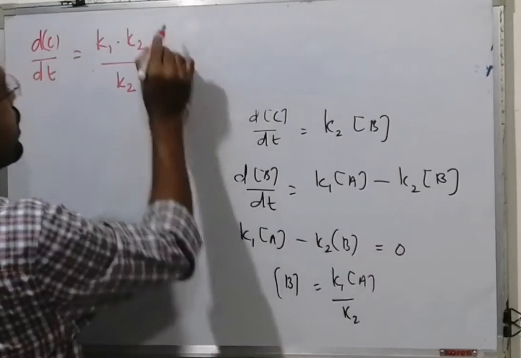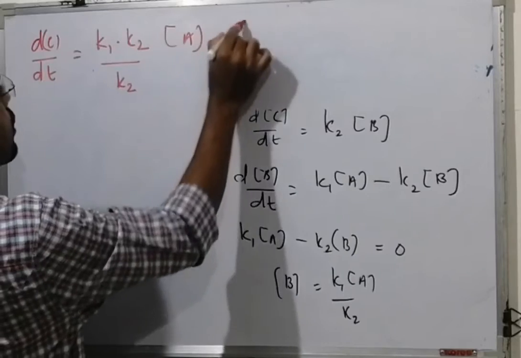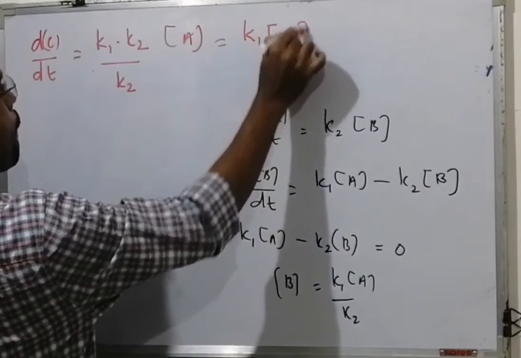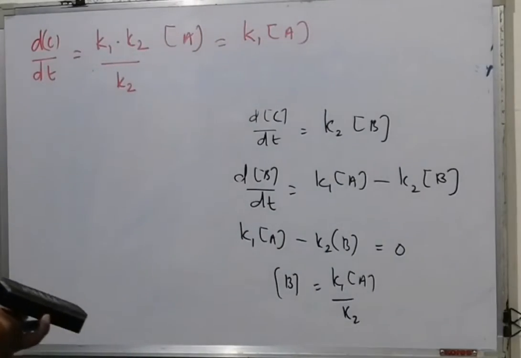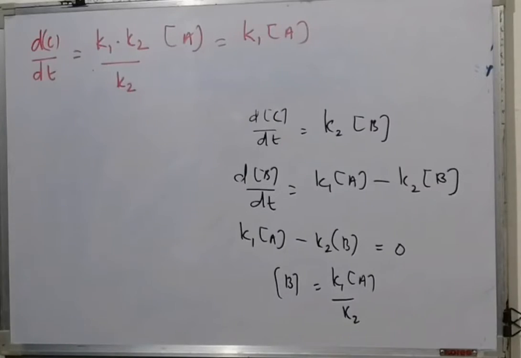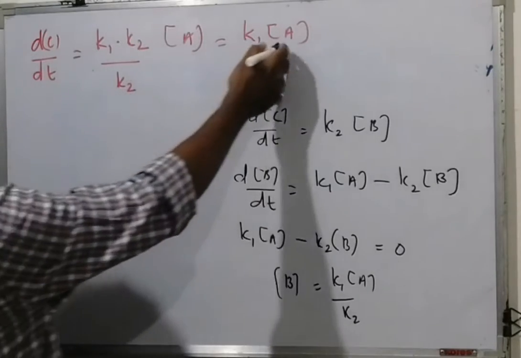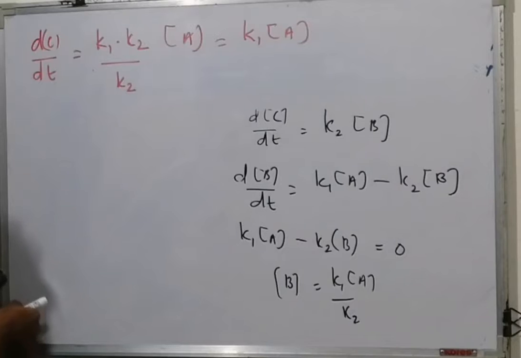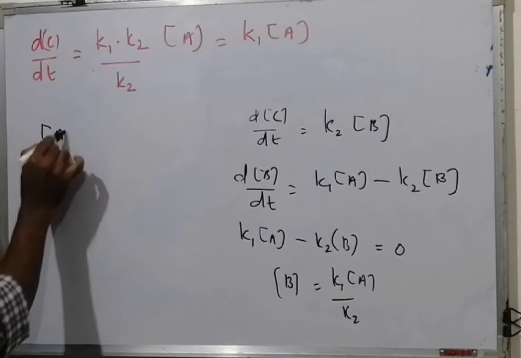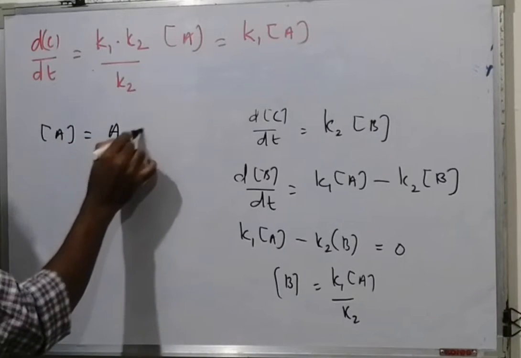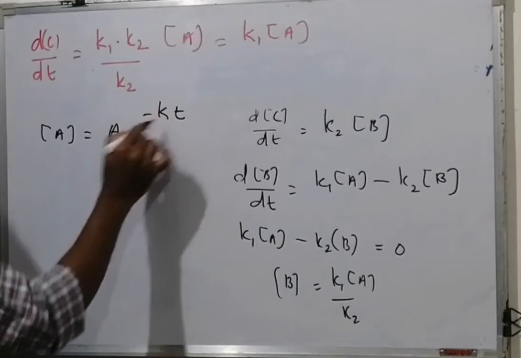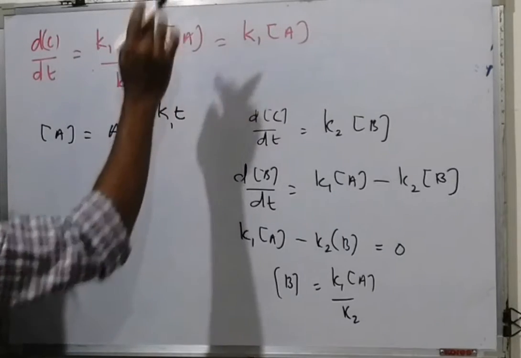Instead of B, you are writing A. That is nothing but the K1A. Therefore, dC by dt, you got in a first order equation. In the first order kinetics, I have derived an equation. We have already learned A is equal to A0 into e raised to minus KT, here with constant K1.